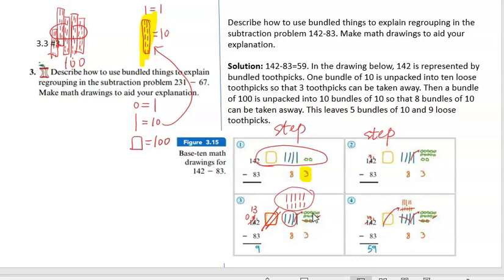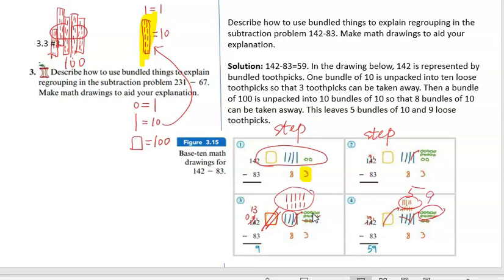So now let's see what we have left. Again, this 100 bundle does not exist anymore because we took it apart, and it was turned into 10 bundles. So let's see what we have left. We have 1, 2, 3, 4, 5. Each of them is a 10, so that's 50. And then we have those little circles representing 1, 2, 3, 4, 5, 6, 7, 8, 9. So together, it's 59.